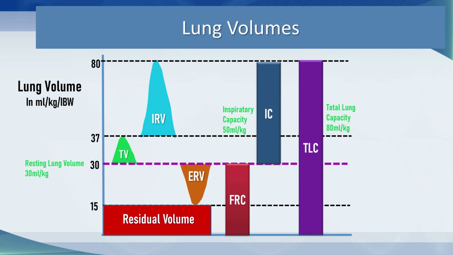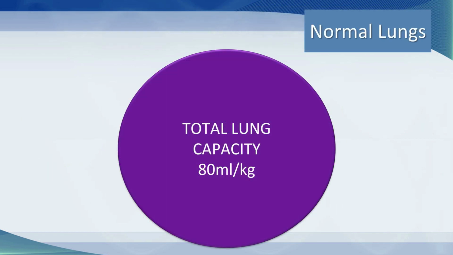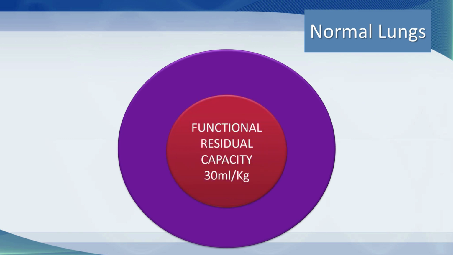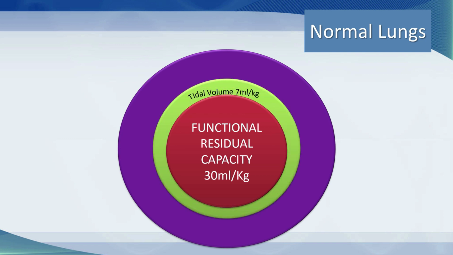Now I'm going to redraw this in a simpler way, and we're going to start with a big circle. So we have 80 mils per kilo of total lung capacity, and then we're going to add in FRC, and that's 30 mils per kilo, and on top of that we're going to build tidal volume of 7 mils per kilo, and our inspiratory capacity then is 50 per kilo.